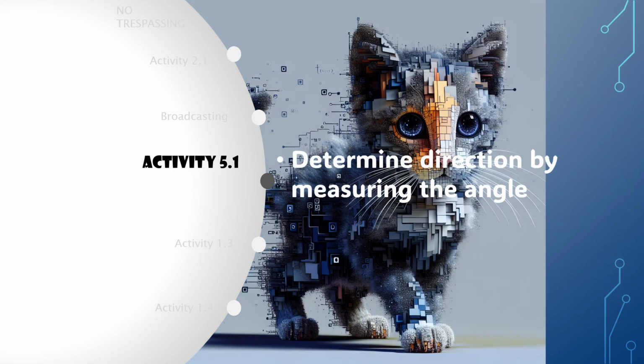Now, you also need to determine the direction by measuring the angle. This one is a bit easy. If you have a protractor, you should be able to use it to measure the angle. If the angle is positive, it will move to the right side. If it is negative, it will move to the left side. But this is just an example.